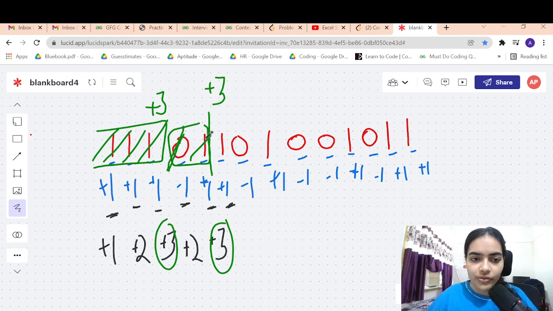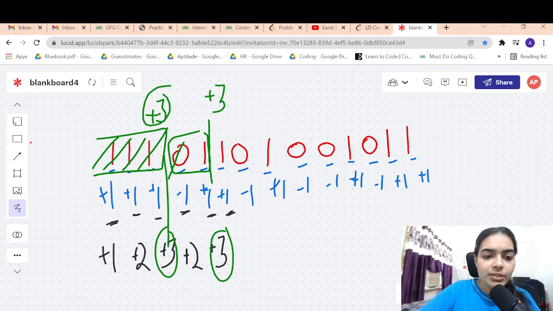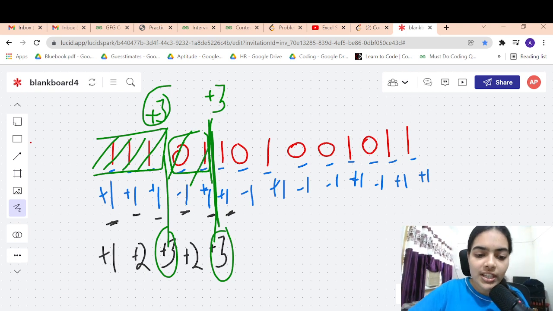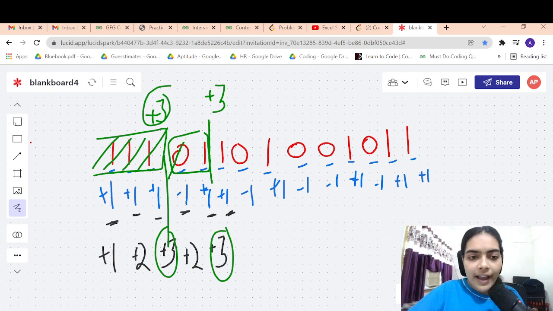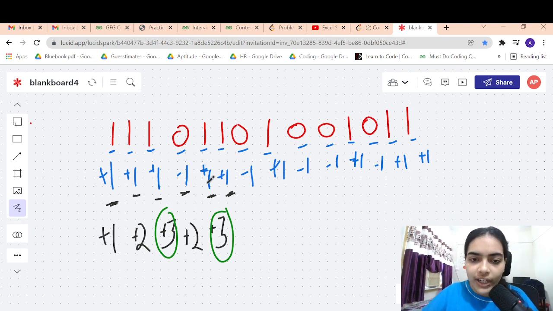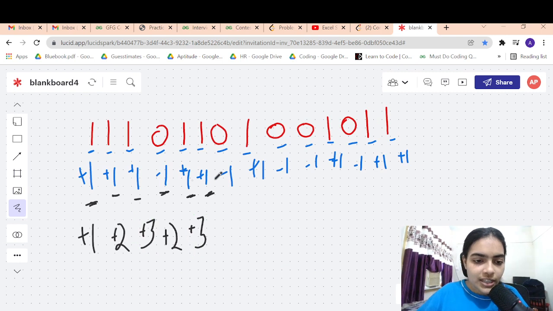I have an equal number of zeros and ones in between. How do I know that? The sum up till this point was plus 3, the sum again is plus 3. That means in between, no matter what sum I had, it got cancelled and now I have plus 3 again. So let's build on this logic. This is how we can do it in a single traversal in O of n complexity. Let's continue and it will be clearer.